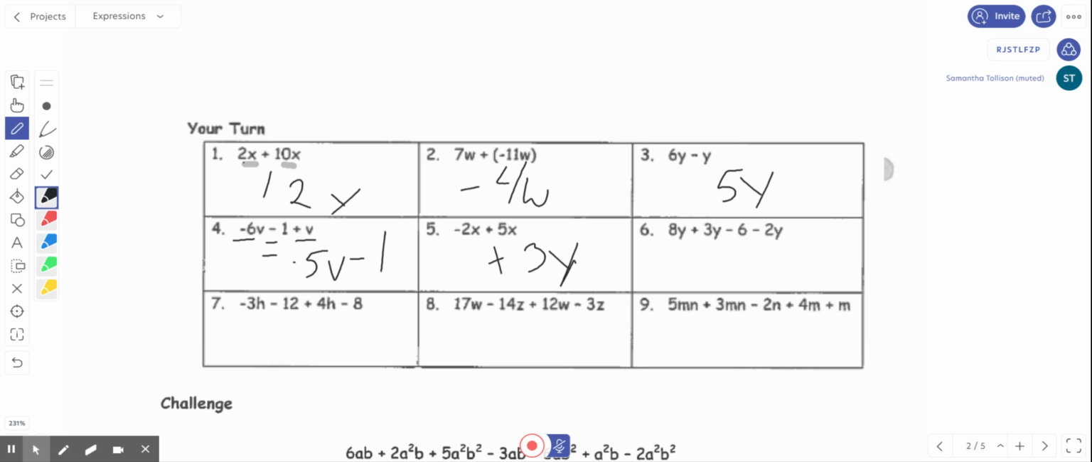Number 6, 8y plus 3y minus 2y minus 6. That is a constant, so that's different. So I'm going to underline that. Minus 2y, that is going to be one single underline. So I'm going to combine my like terms. 8 plus 3 minus 2. 8 plus 3 is 11y. Minus 2 gives me a 9y. And what I am left with then is my negative 6. So just keeping in mind that when we are combining like terms, we can only combine things that have the same variable or have no variable. And we have to remember to keep the sign of the coefficient.